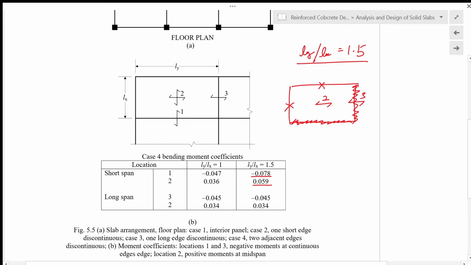So at location 3 we have beta sy equals to 0.045, but it's negative. And then at location 2 we have 0.034, which is a positive bending moment at location 2.